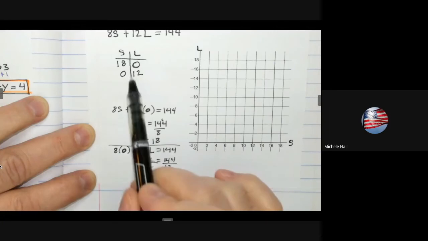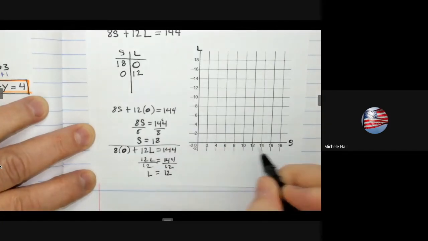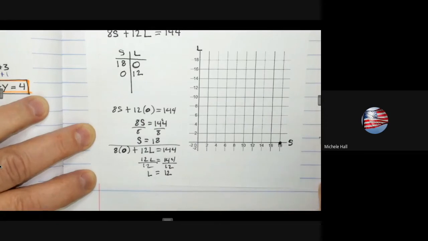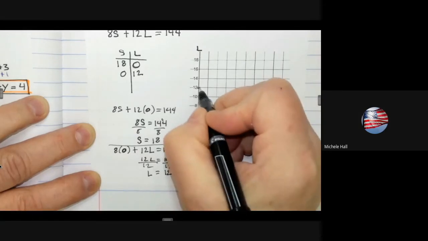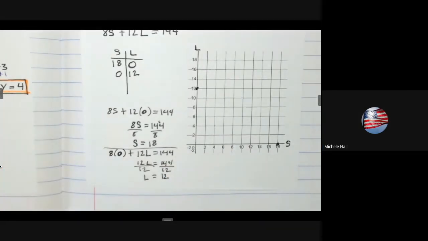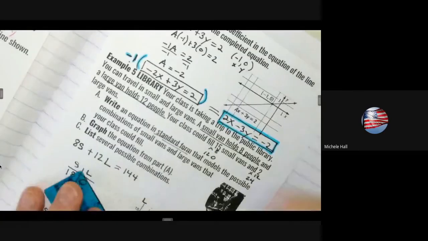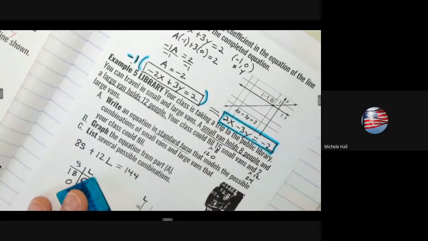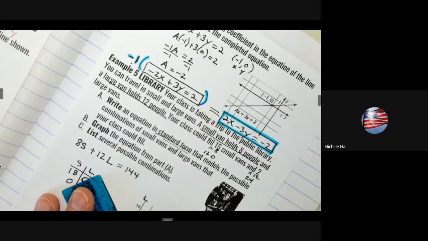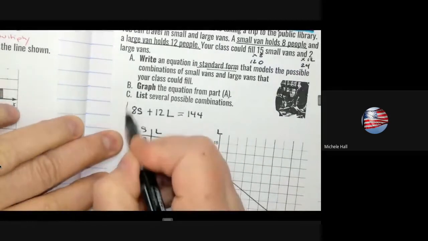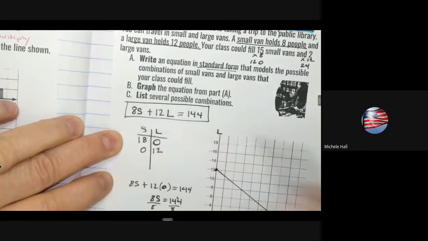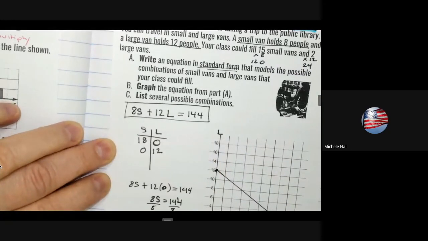So I can graph these 2 points, 18, 0. When S is 18, L is 0. When S is 0, L is 12. There are 2 points that determine a line. We try to be as exact as possible because I'm looking for some other combinations. So there's the corner of the box, and the corner of the box. So we wrote our equation in standard form. We graphed, and now we're looking for combinations.